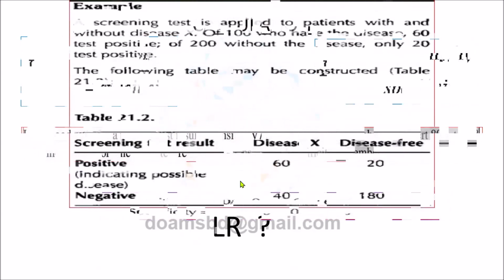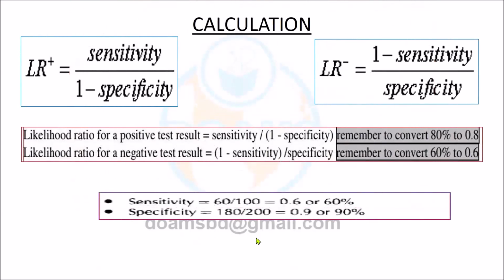I'm not showing this one. Sorry, I can show up to this. You have to use this point. Okay, doctor, sensitivity previously was 60% and specificity 90%. So now it is very easy to say what is the LR plus, what is LR minus. Quickly.